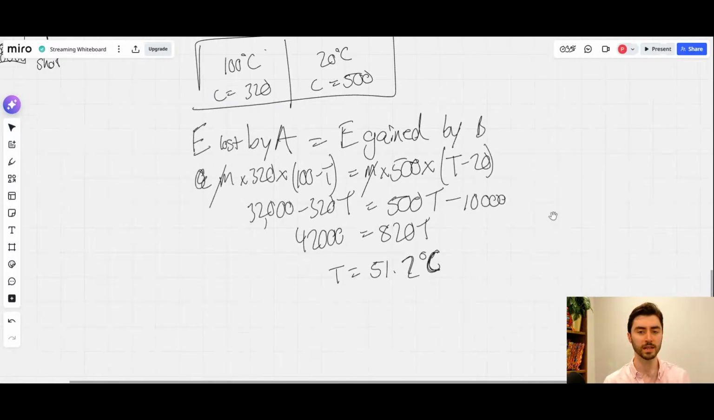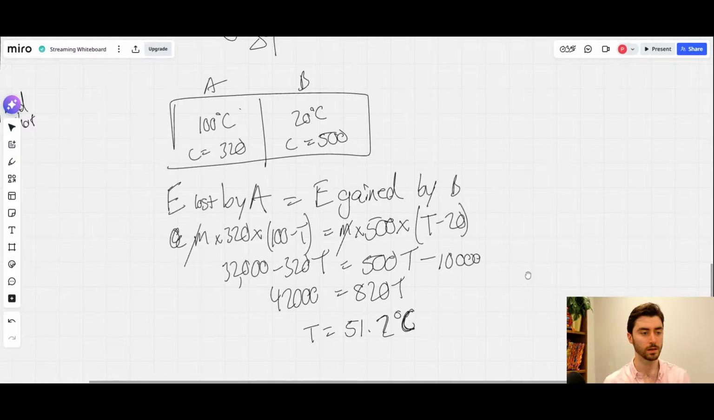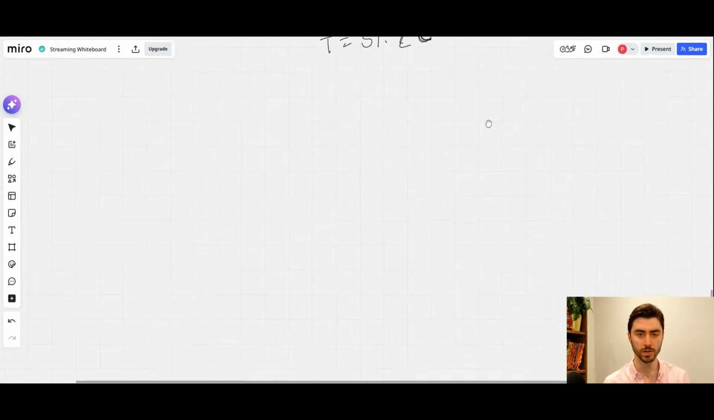What I'll do instead is move on to change of state. So this is where we get latent heat involved. We know that latent heat is the... Ooh, can we look at it as three equations?